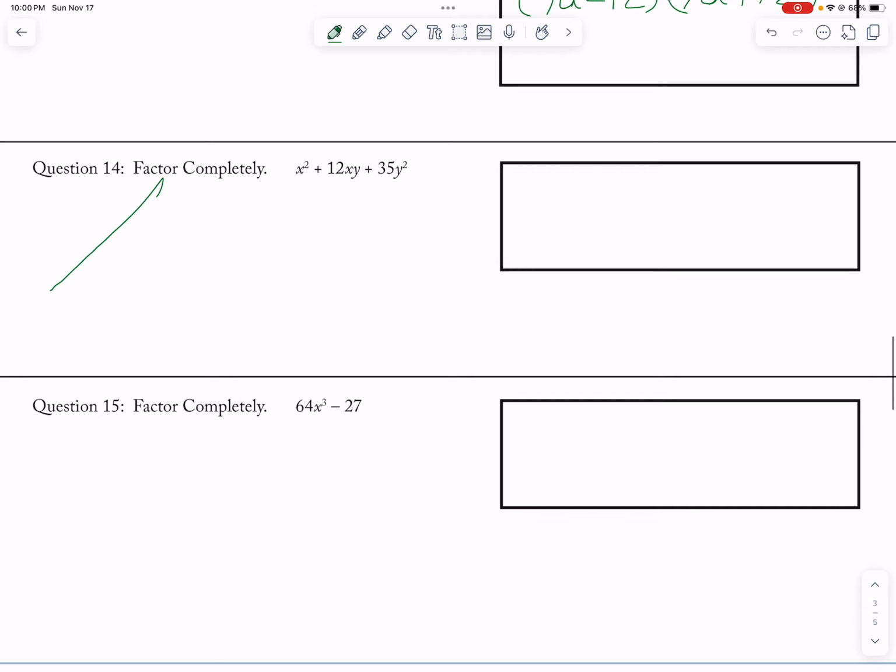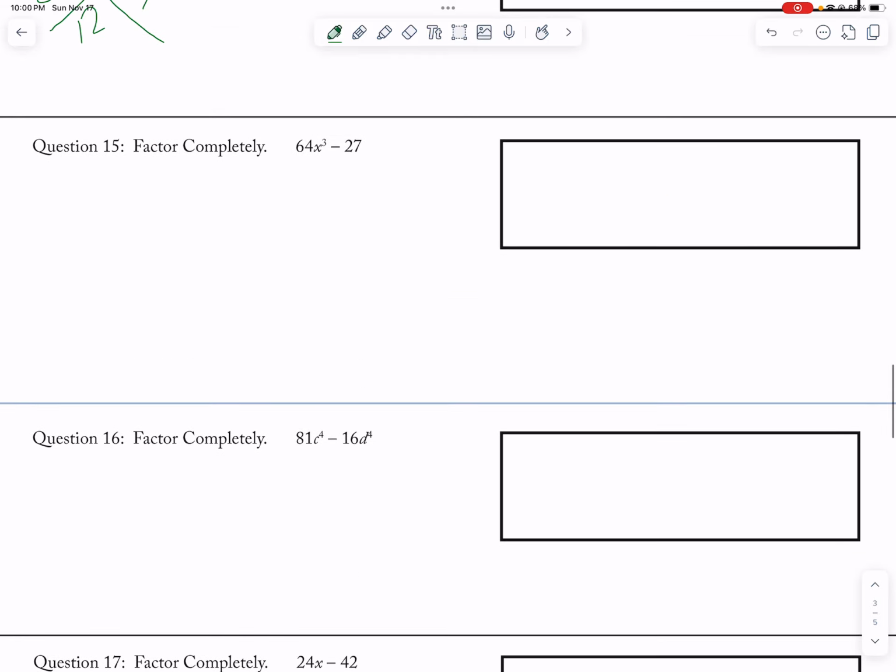And then here, so 35 on the top, 12 on the bottom. So 5 and 7. So that's an x plus 5y and an x plus 7y. And then this is a difference of cubes, so 4x minus 3. Oh my gosh.